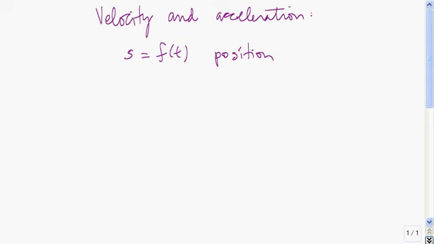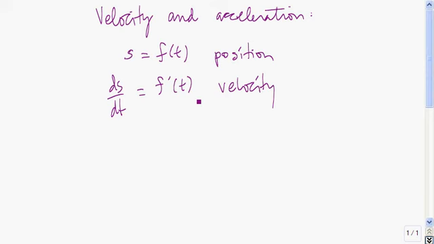All right, in this video I'm going to talk about the velocity and acceleration of a moving object. So suppose our object moves with position function s equals f of t. If we take a look at the derivative of this function, f prime of t, we get the rate of change of f, or in other words, the rate of change of position, and we know that to be velocity. Okay, so if s is f of t, then ds dt, the derivative of s, is the velocity.